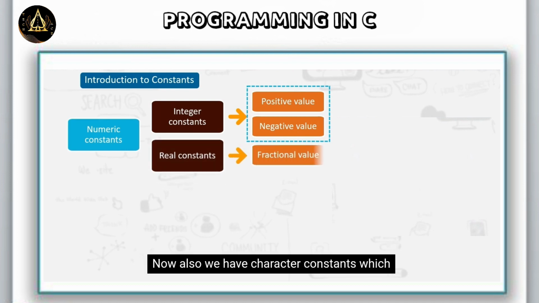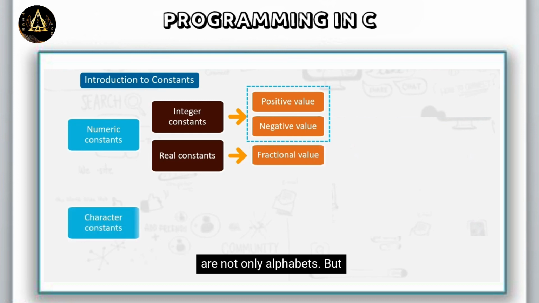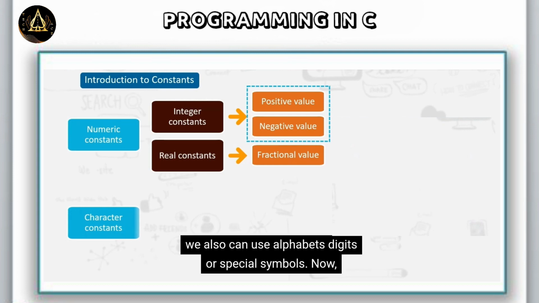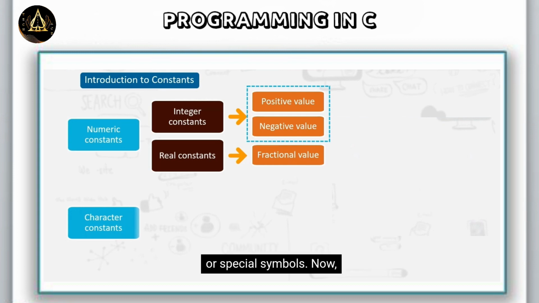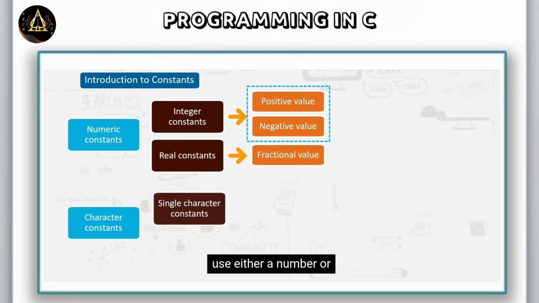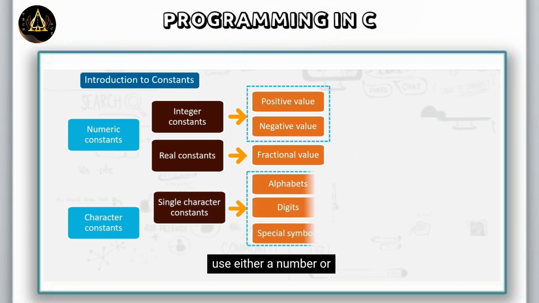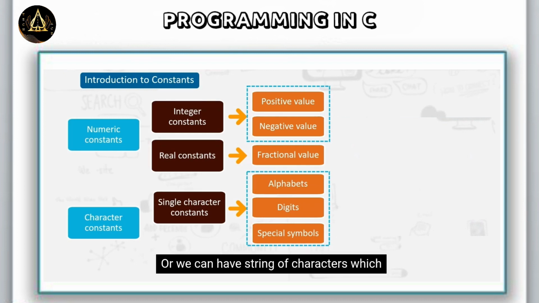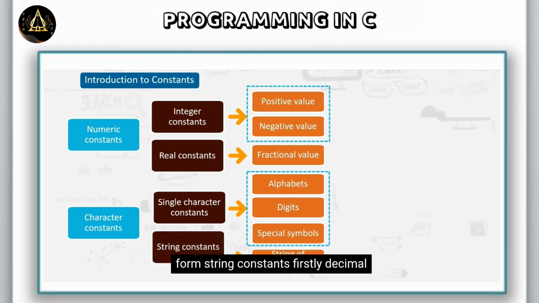Now we also have character constants, which are not only alphabets, but we can also use digits or special symbols. This is divided again into single character constants, where we can use either an alphabet, a digit, or a special symbol, or we can have a string of characters, which forms string constants.